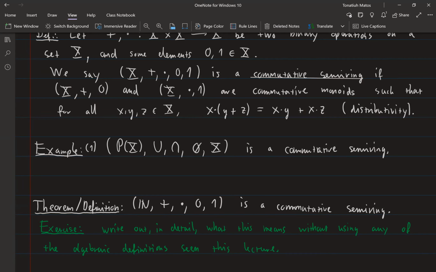Can we assume that the natural numbers have this or that property? Well, this is exactly the properties that you can assume, that they form a commutative semiring. So my advice to you is, why don't you write out what this means without using any of the words that I just defined, right? So forget about monoids, forget about semirings, forget about any of these words of distributivity.